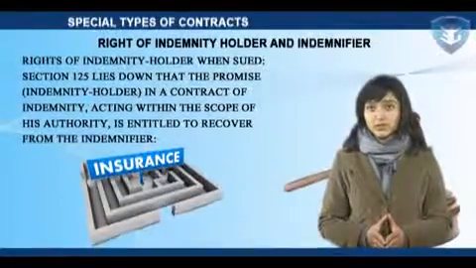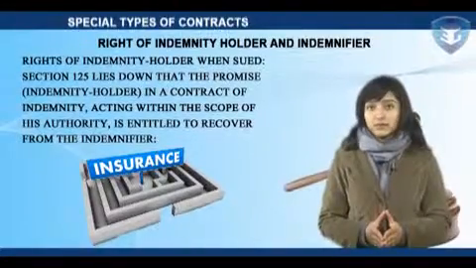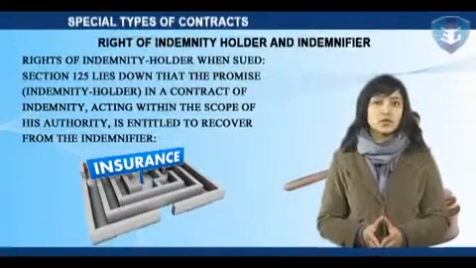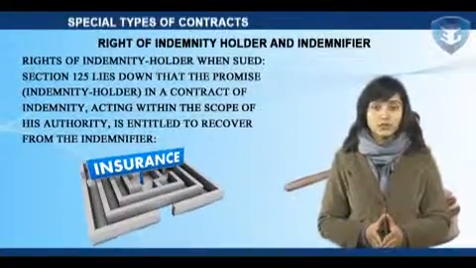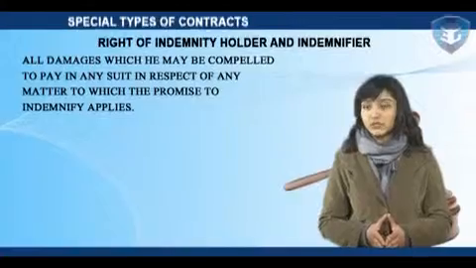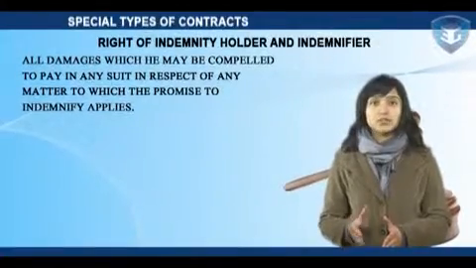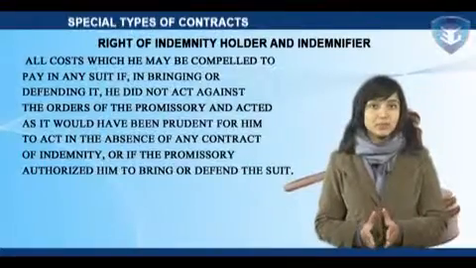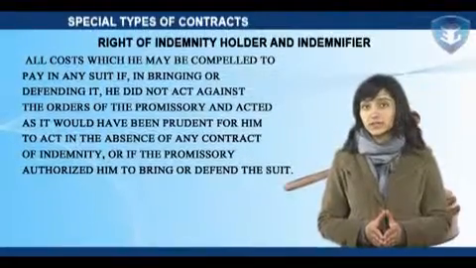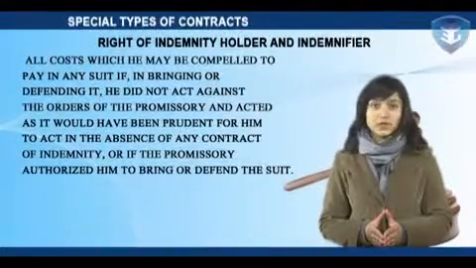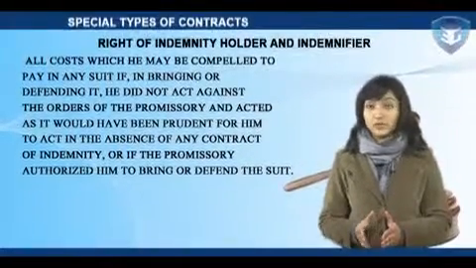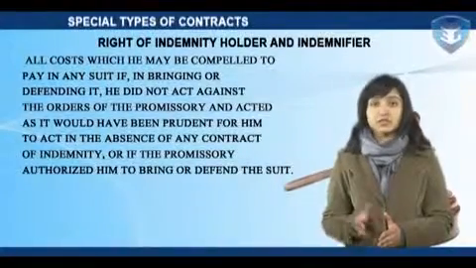Rights of indemnity holder when sued. Section 125 lays down that the promisee indemnity holder in a contract of indemnity, acting within the scope of his authority, is entitled to recover from the indemnifier all damages which he may be compelled to pay in any suit in respect of any matter to which the promise to indemnify applies; all costs which he may be compelled to pay in any suit if, in bringing or defending it, he did not act against the orders of the promisor and acted as it would have been prudent for him to act in the absence of any contract of indemnity, or if the promisor authorized him to bring or defend the suit.